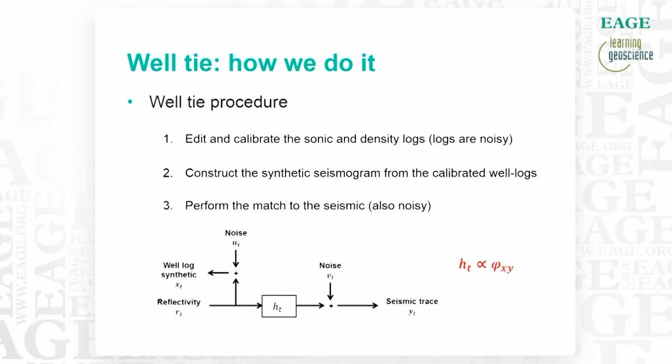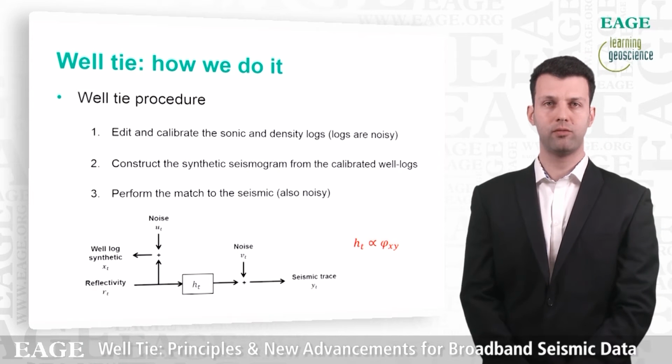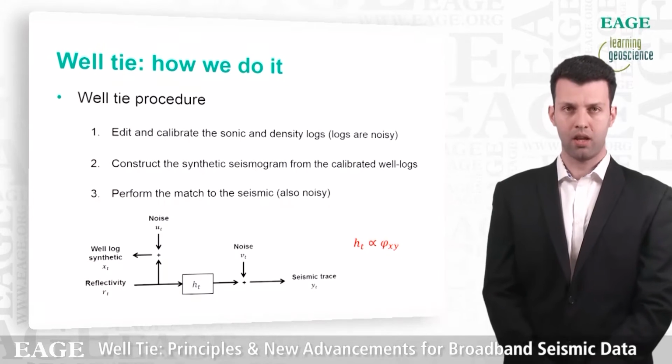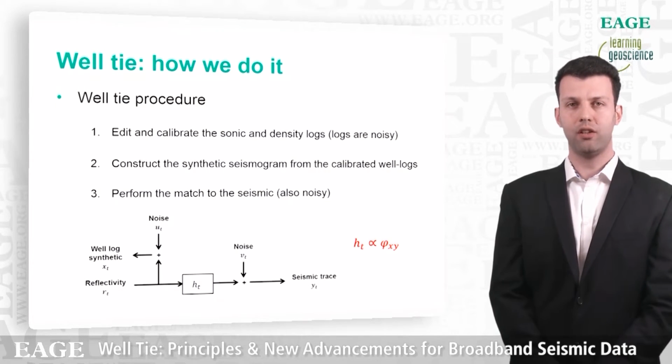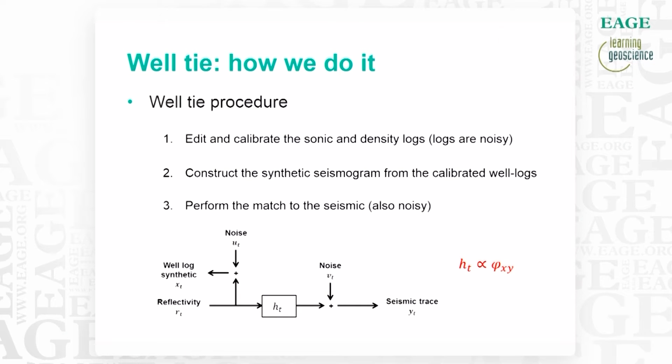Step 1 is to edit and calibrate the sonic and density logs. Sonics usually by drift curve analysis, and density logs, if they suffer from washouts, we should correct for them. The next step is constructing a synthetic seismogram, and finally we match that synthetic to the seismic. Schematically, it's shown in the figure below.